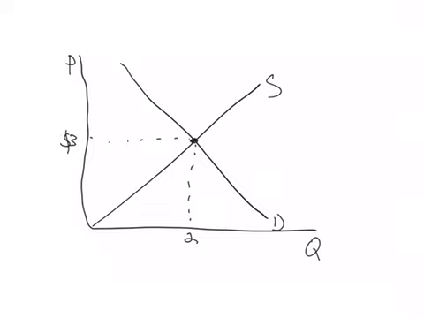So when we talk about the supply curve, we are talking about the suppliers, like the people who make these items. When we talk about the demand curve, we are talking about people who want to buy these items.